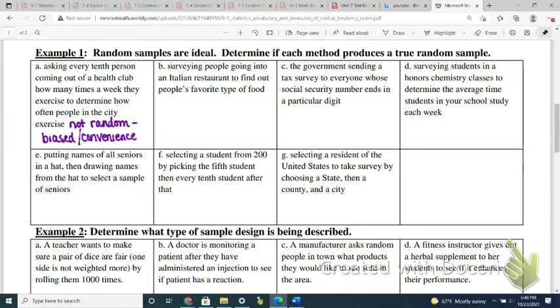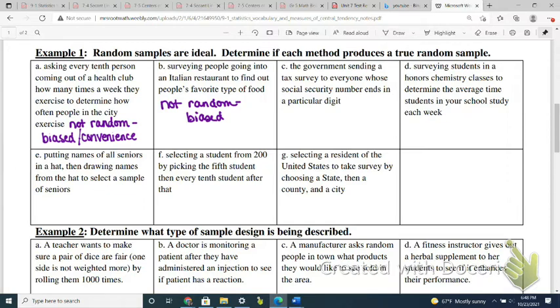B: surveying people going into an Italian restaurant to find out people's favorite type of food. This is, again, not random. And this is probably biased. If you are going to an Italian restaurant, you probably like Italian food. So that is not the place to ask people about their favorite type of food.